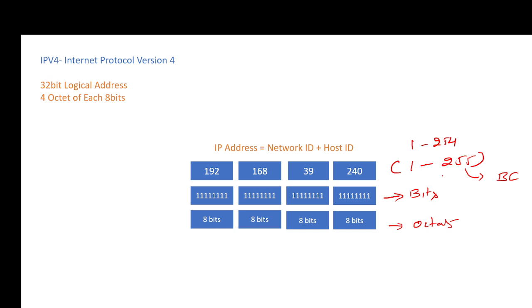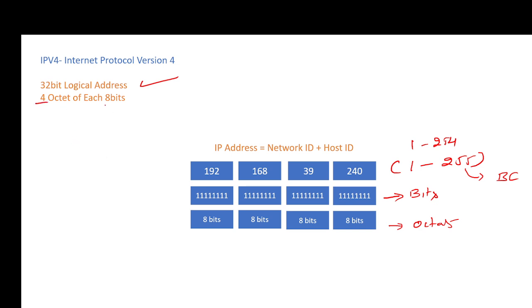Okay, not to worry. So I think now this is clear. What is IP version 4? The IP version 4 means it is the 32-bit logical address. What is the 32-bit? You can see here 1111. This column has a total of 32 ones. That is the reason we call it 32-bit, and it has got 4 octets.